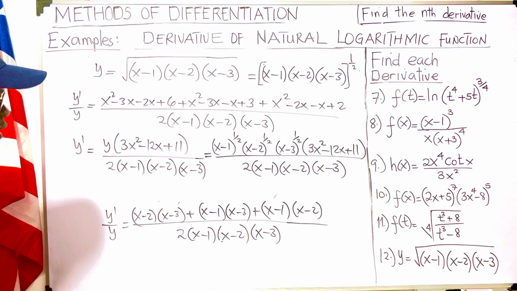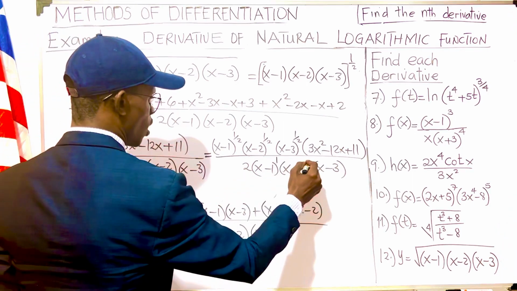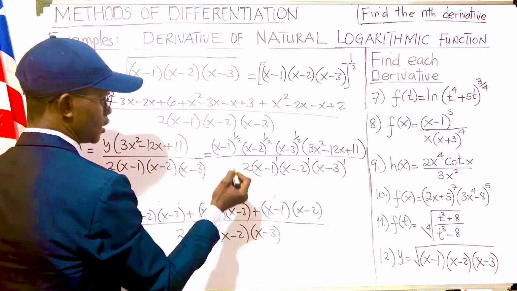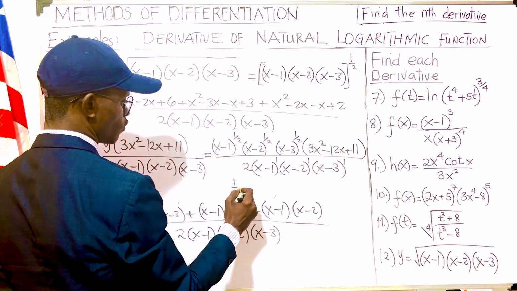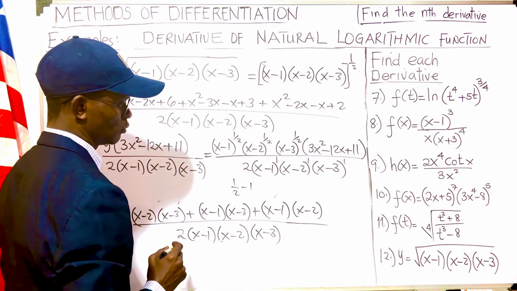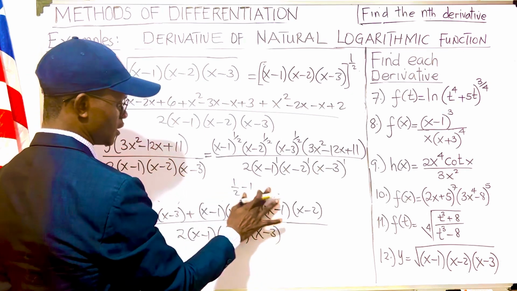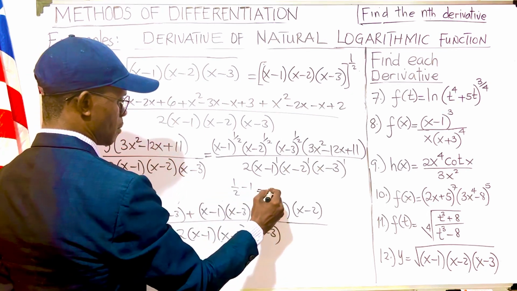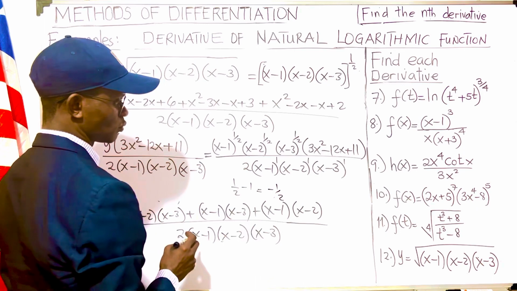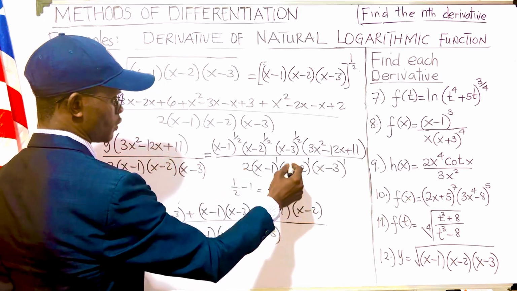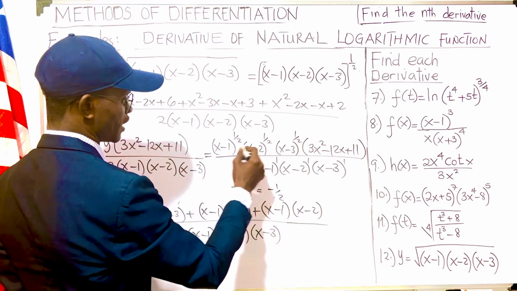So what do we do? Now the powers here are all 1, 1, 1. So it's like the first one, 1 over 2 minus 1. So what will we be left with? We will be left with minus 1 over 2. So each of them will give us negative, negative, negative in the numerator.